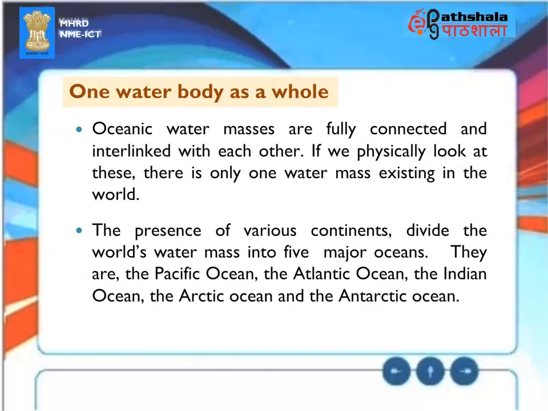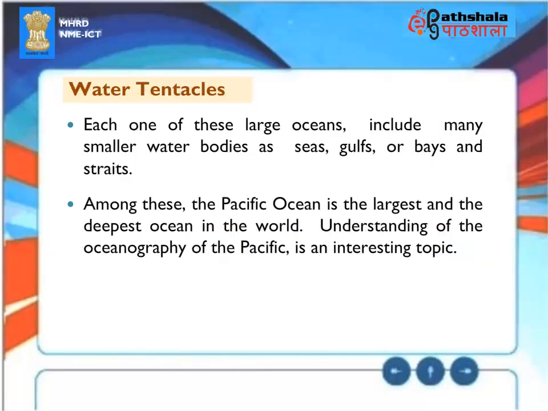One water body as a whole. Oceanic water masses are fully connected and interlinked with each other. If we physically look at these, there is only one water mass existing in the world. The presence of various continents divides the world's water mass into 5 major oceans. They are the Pacific Ocean, the Atlantic Ocean, the Indian Ocean, the Arctic Ocean, and the Antarctic Ocean.